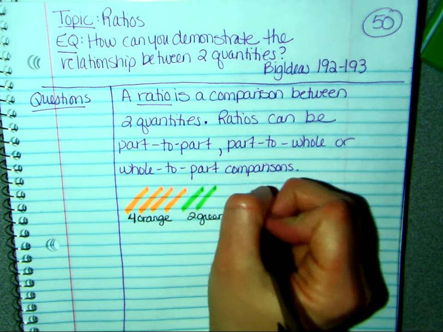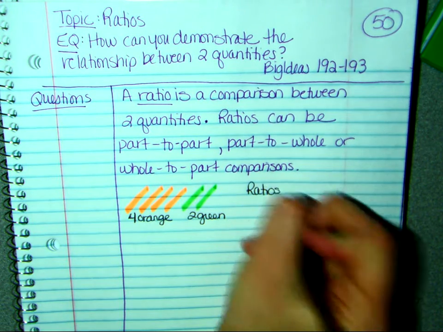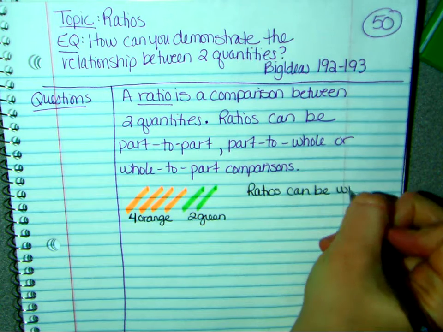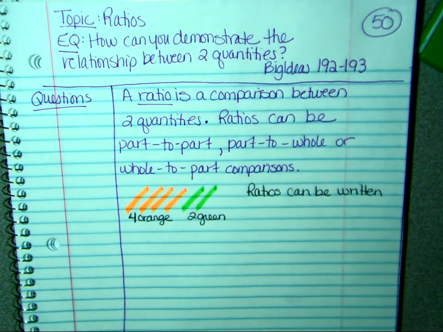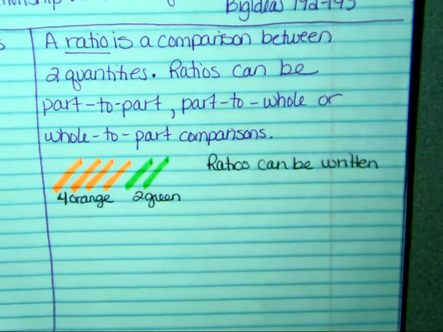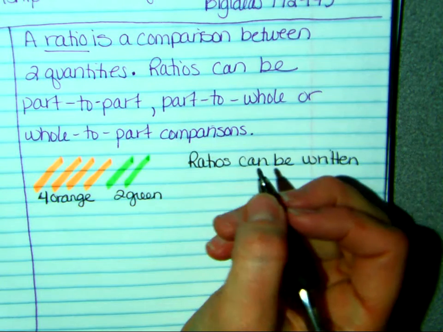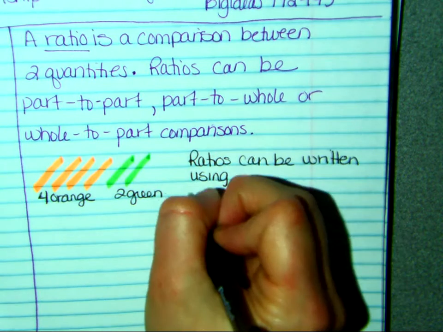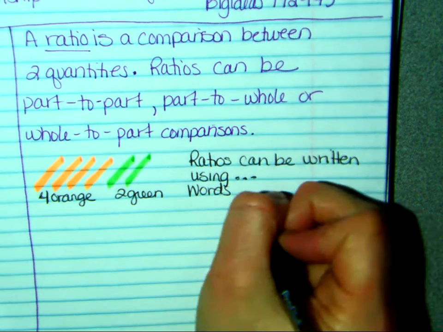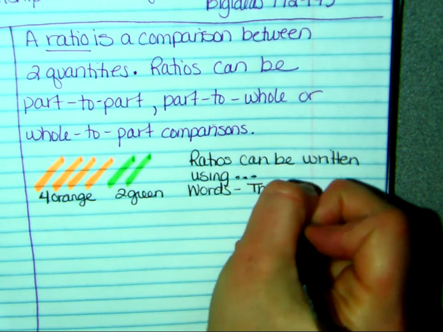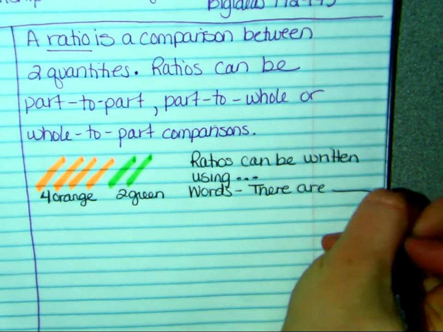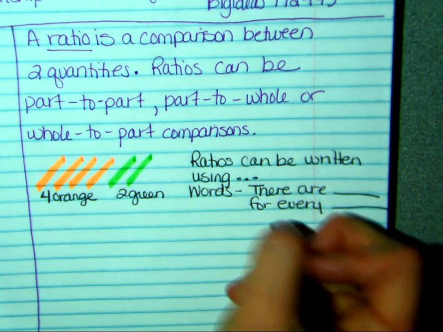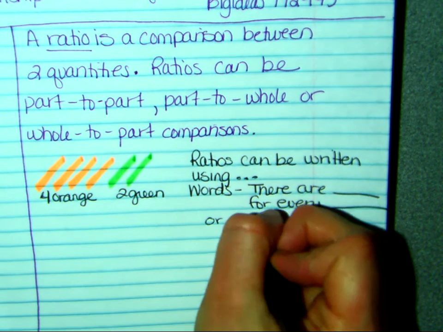Now, ratios can be written, and I'm going to actually move my notes and make them a little bigger. So ratios can be written using words. If we're using words, we're going to say something like there are blank for every blank. Or we could use the word to.